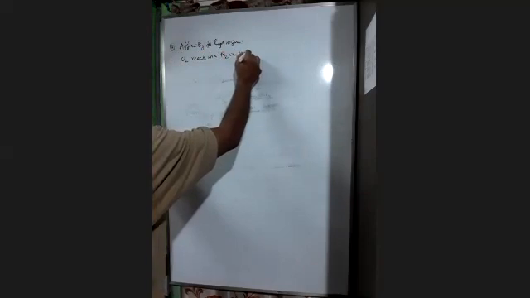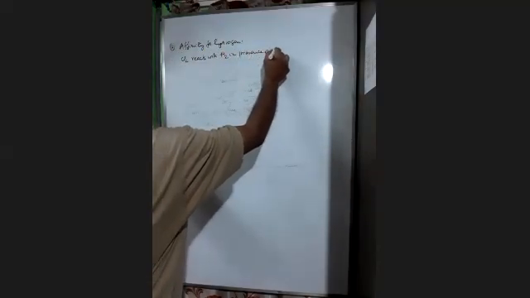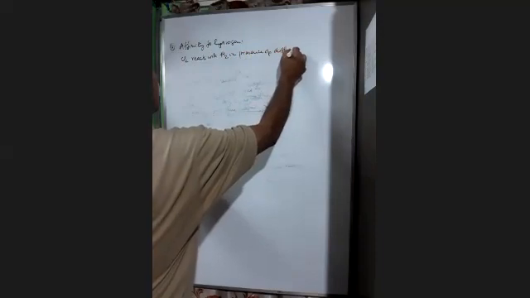Now we'll go for affinity for hydrogen. What does it mean? It reacts with hydrogen. Chlorine reacts with hydrogen in presence of diffuse sunlight. Diffuse sunlight means what? Ultraviolet light.